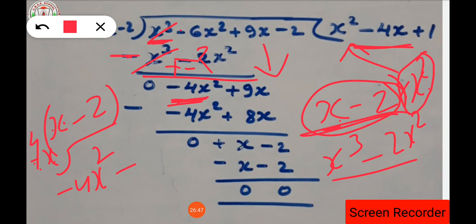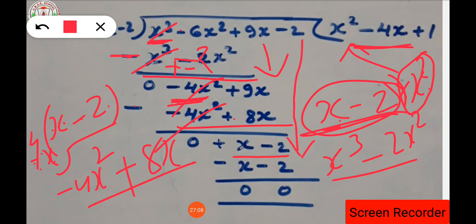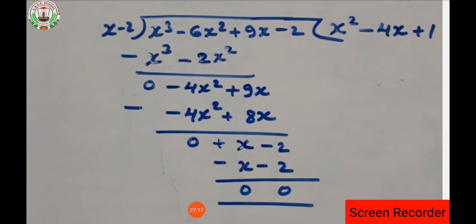Next, this minus and this minus will become plus. 4 into 2 will be 8 and x. So what is the result? Minus 4x plus 8. So here these two terms will get cancelled. Minus and plus will be minus. So 9x minus 8x will be x. And the last term is minus 2, that will be written at the denominator, isn't it? Now we have x minus 2 in the divisor. So x minus 2 comes one time, that one is written in the quotient. So in this way you have to divide it. Clear?